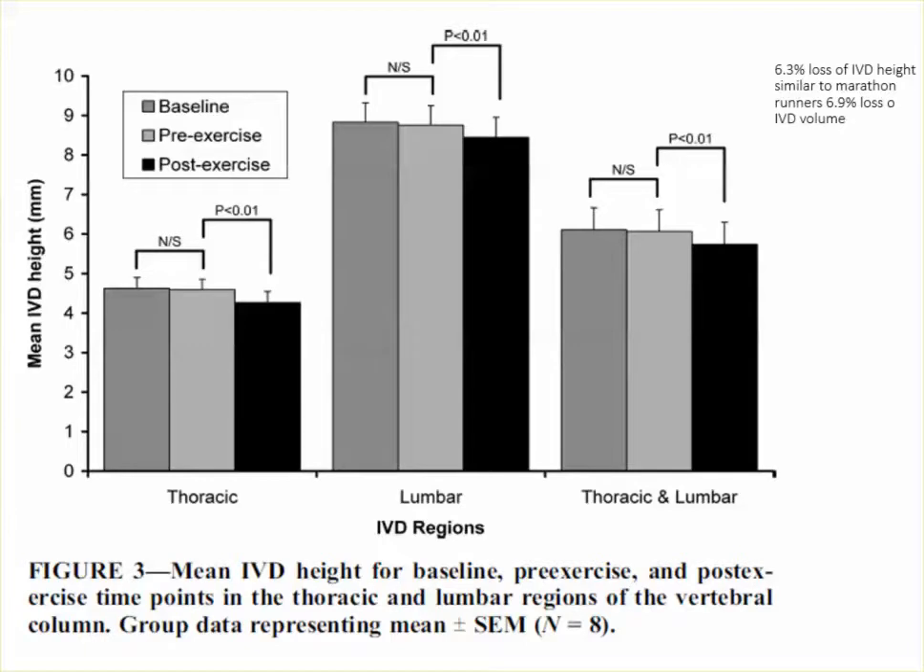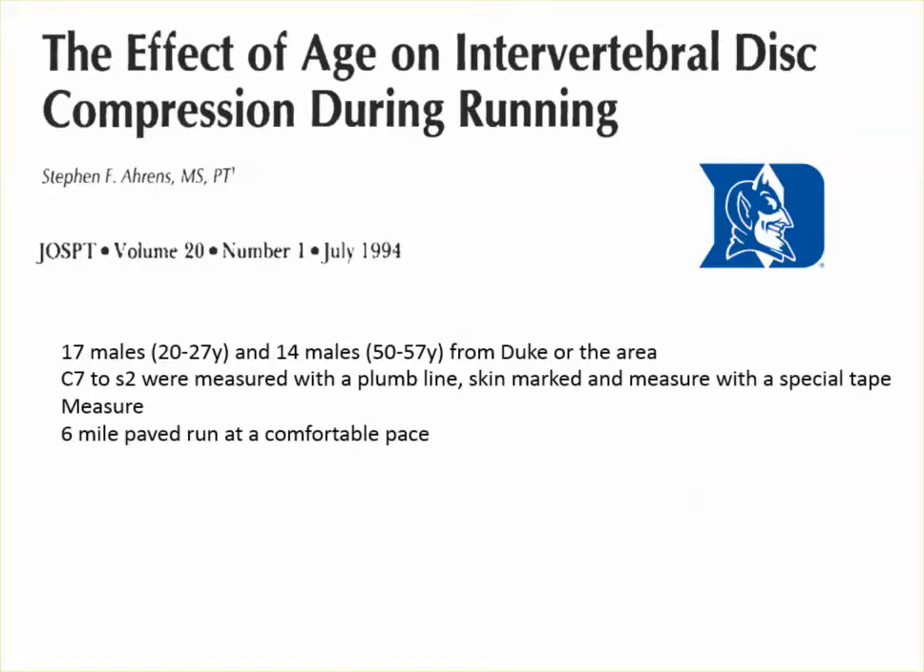So this is another study that was done at Duke, where they took 17 young men between the ages of 20 and 27, and 14, what's 50? Middle-aged men, old. 14 old men. And they had them run. They had them run 6 miles on a paved course, 6 miles at their own pace.